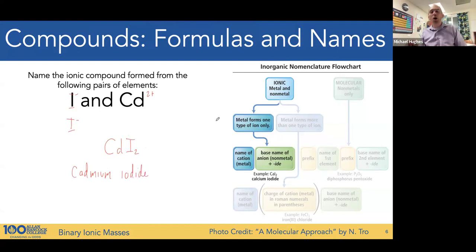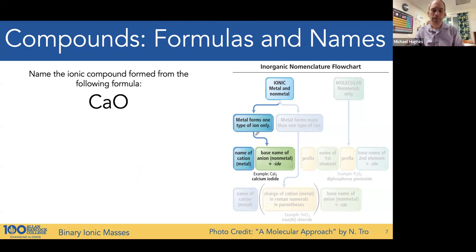And remember, with all of our nomenclature, the suffix on the base of the anion or the second element for molecules becomes "ide." So this is cadmium iodide. And when we know the ionic species charge of the metal, the only change that we make is to the suffix of the anion.